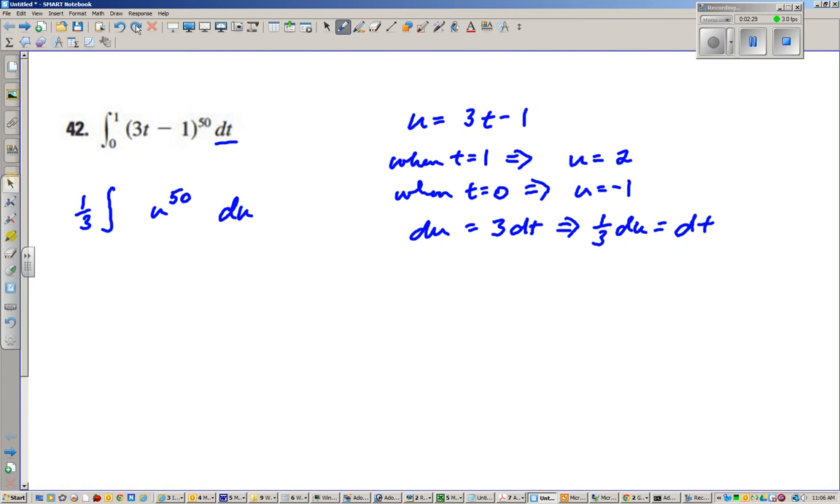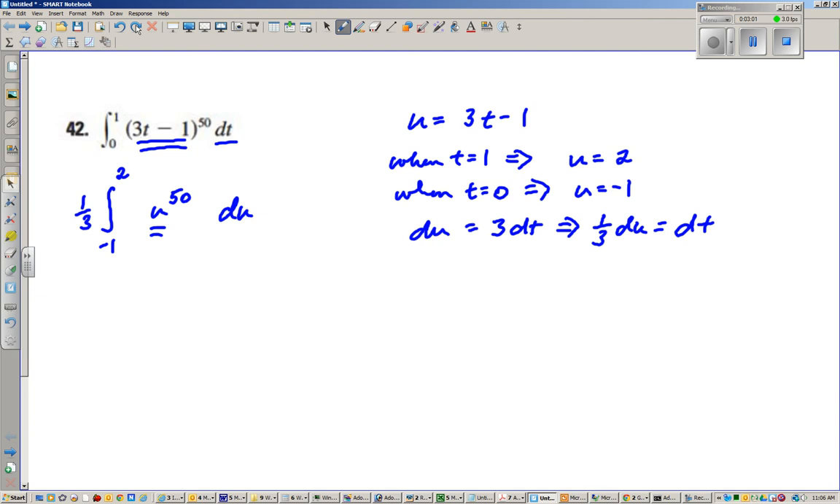And the great thing is, if we replace the limits with new limits, we don't have to return to the old limits. We don't have to return and back substitute. We can just solve this new problem, and its answer will be the same as the original. So I'm going to install my limits, negative 1 for my lower limit and 2 for my upper.